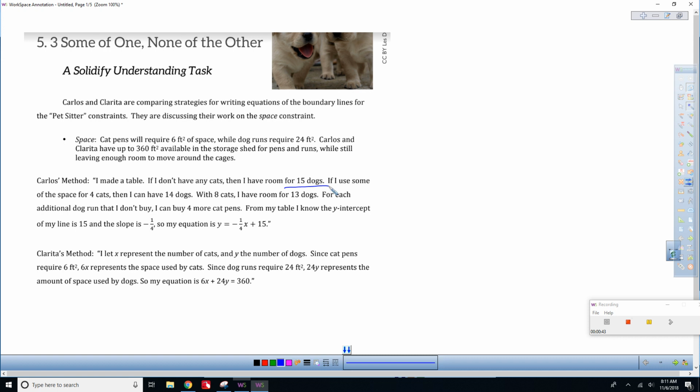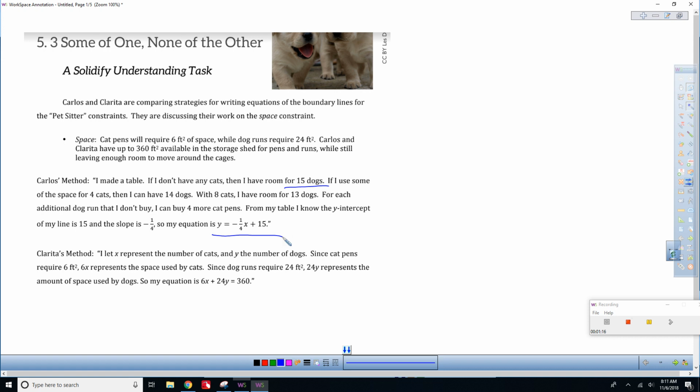Okay? And then he thought, well, for every dog that I have, I can get 4 more cats. So we're going to go down by -1/4. And if you can't even tell, this would be a hard thing for you guys to figure out on your own. You'd have to find 2 points and identify what the slope was.